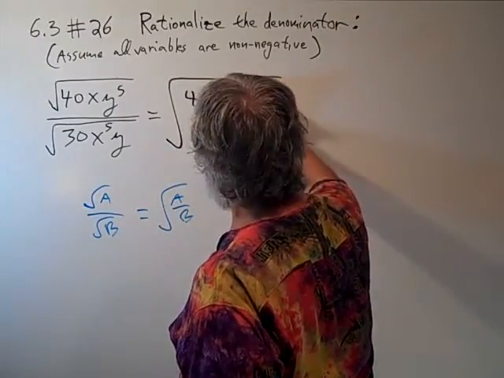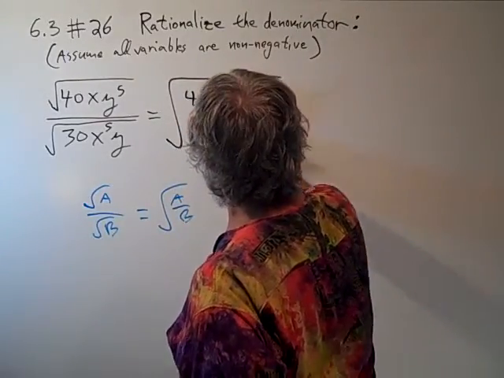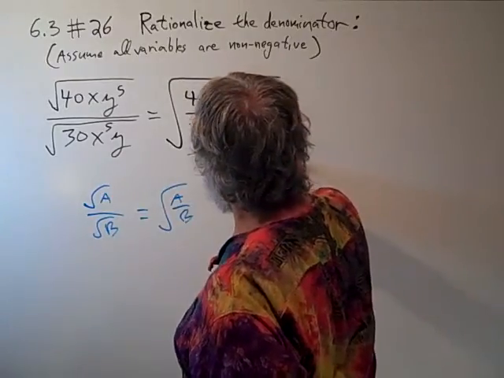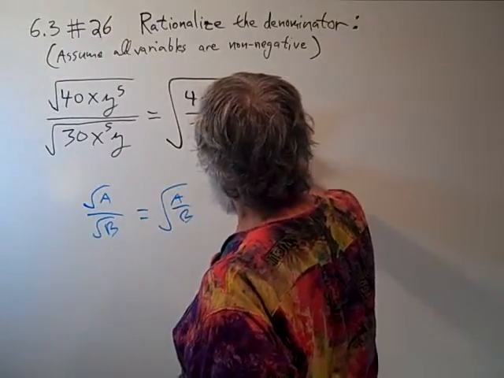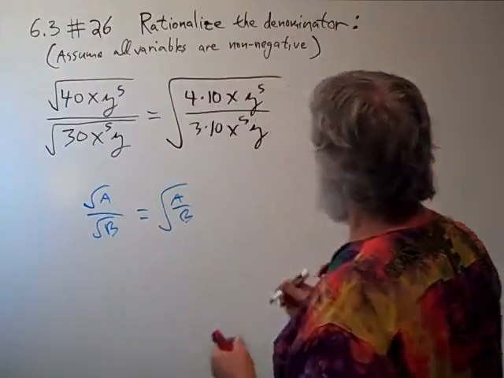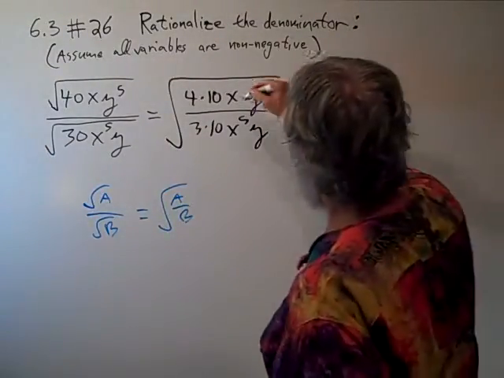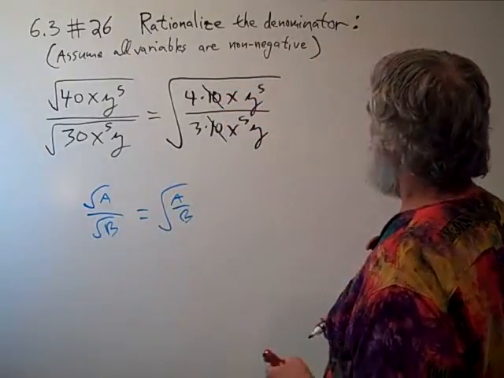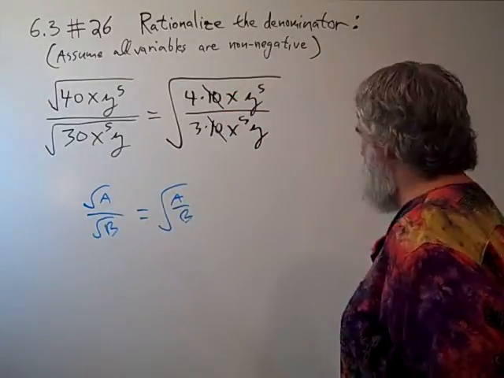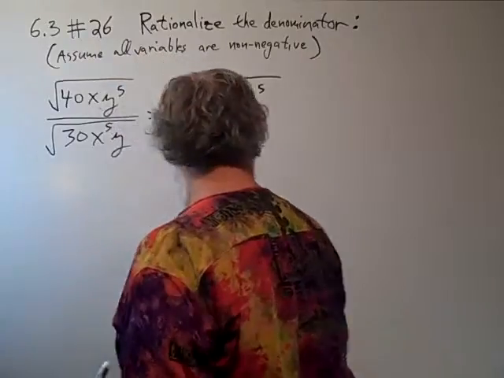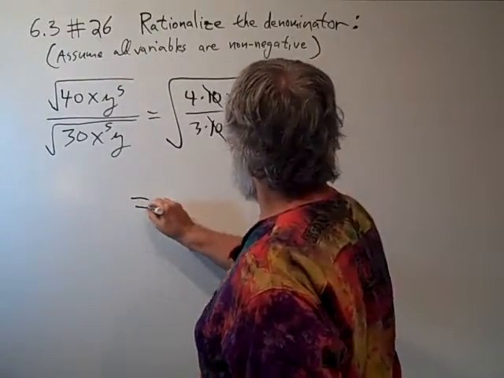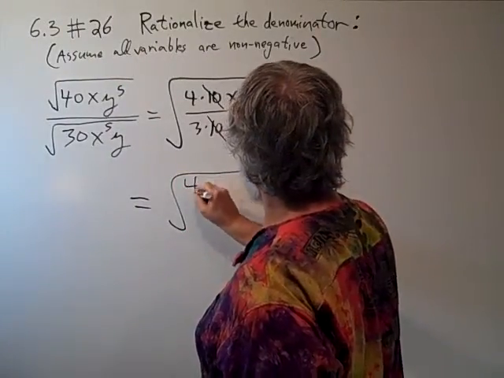So I'll write it as 4 times 10 x y to the fifth. And in the denominator, 3 times 10 is 30, x to the fifth times y. So now we get some cancellation happening. The 10s cancel. One of the x's cancels, and one of the y's cancels. So what we're left with is, in the numerator, 4.